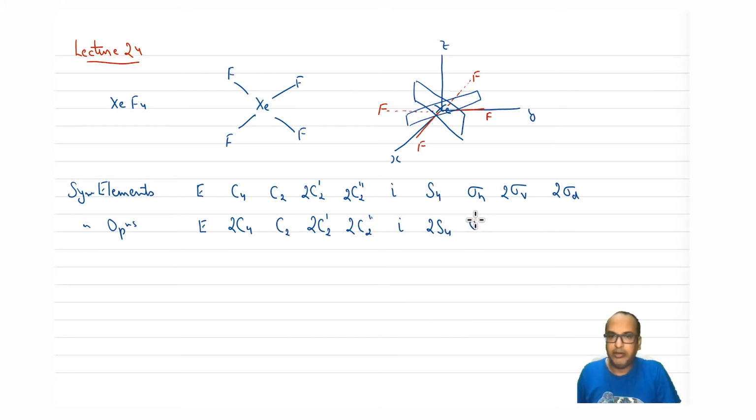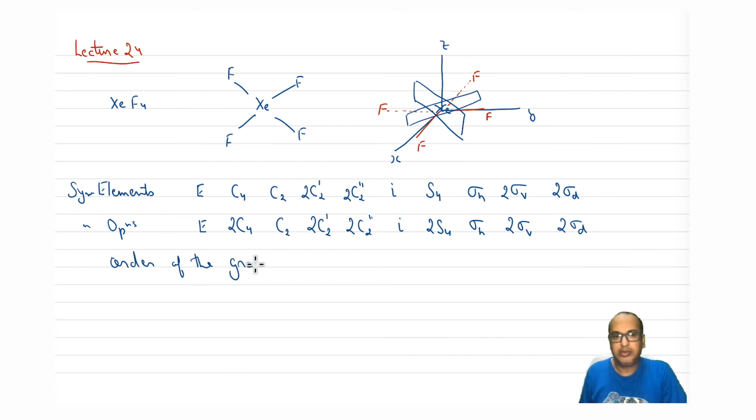Sigma will generate one. Each sigma v will generate one. So there are two sigma v's, so two sigma v operations and two sigma d operations. So this tells me that the order of the group h, let us count all the symmetry operations. We have 1, 2, 3, 4, 5, 6, 7, 8, 9, 10, 11, 12, 13, 14, 15, 16. So h is 16 here.